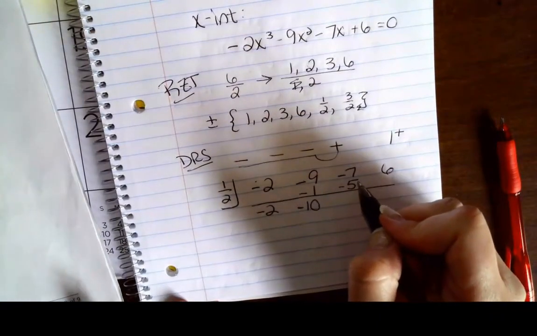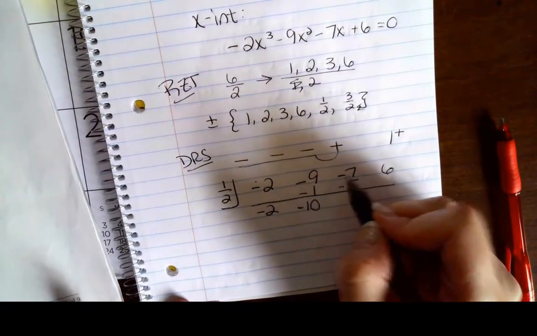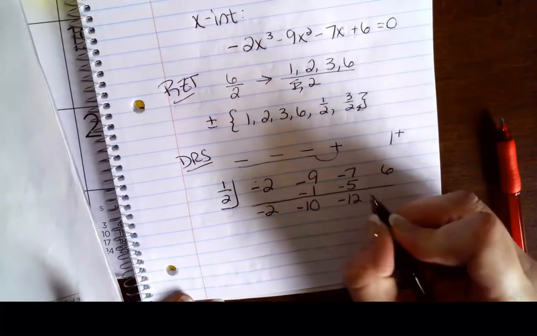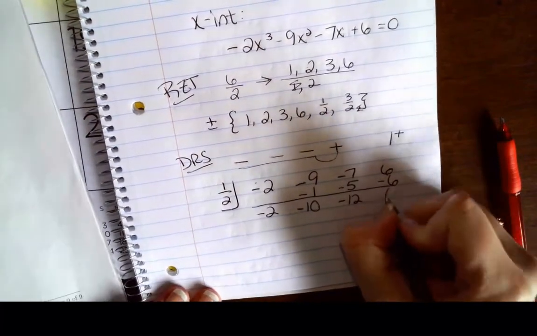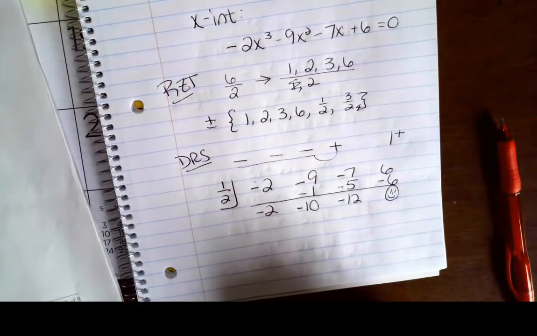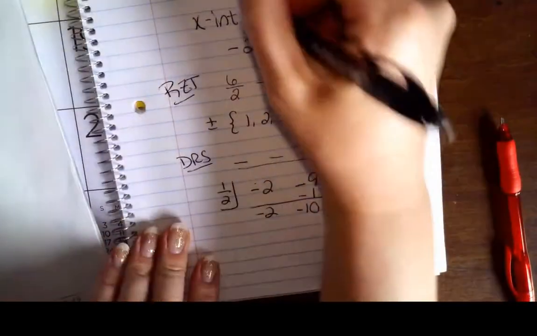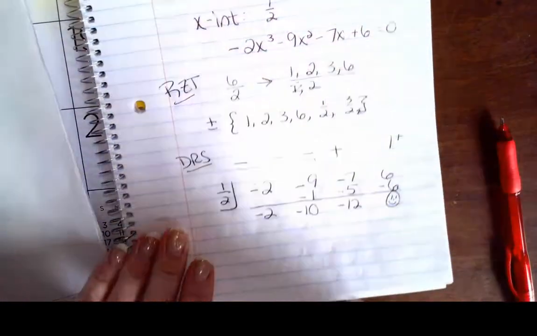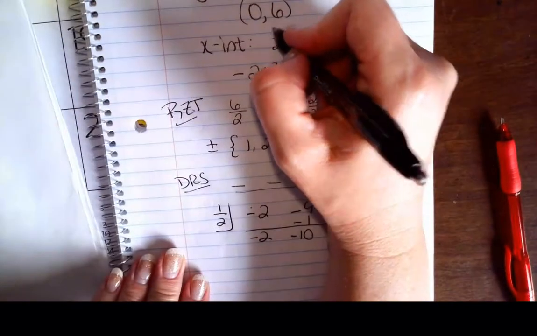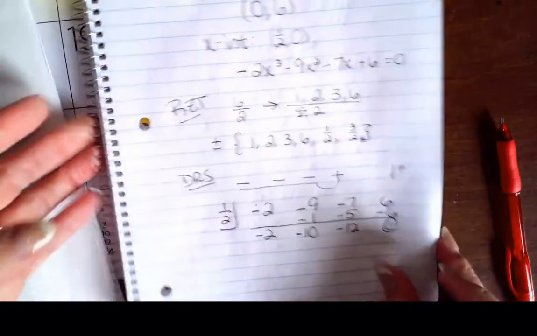If you start getting fractions, just stop. So -7 and -5 gives me -12. What is half of -12? It's -6, which gives me a 0. So I know that 1/2 is one of my solutions. 1/2, 0 is one of my solutions.